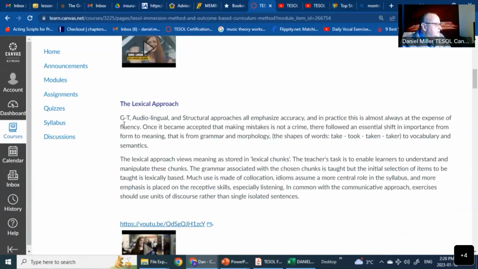Grammar translation, audio-lingual, and structural approaches all emphasize accuracy. In practice, this is almost always at the expense of fluency.